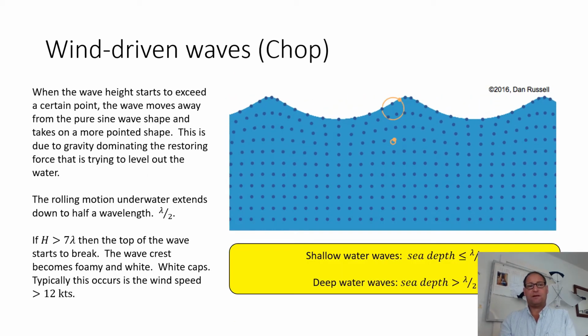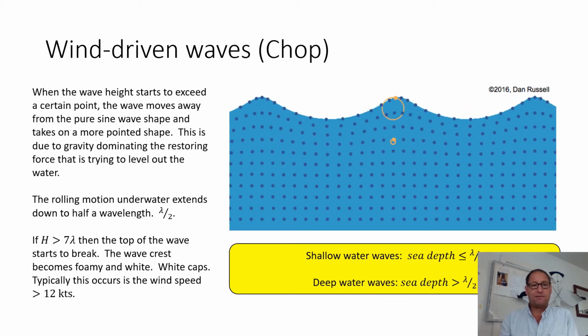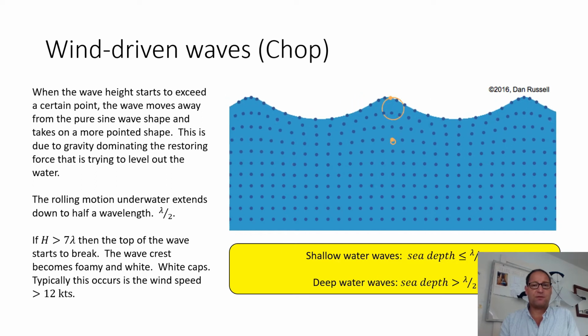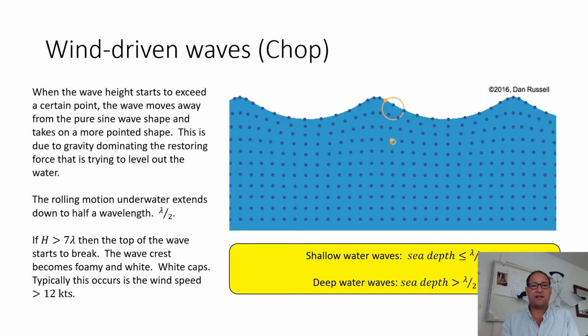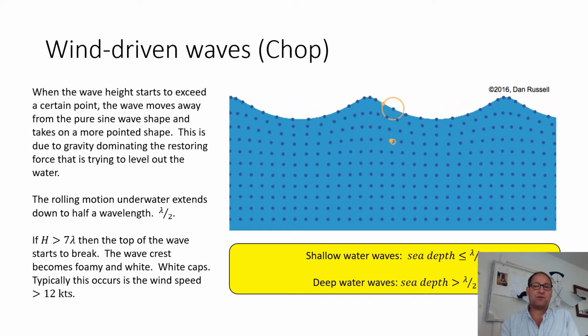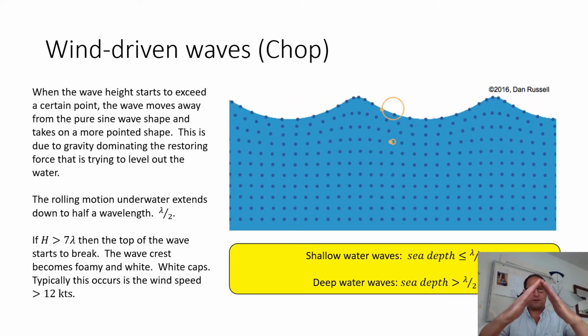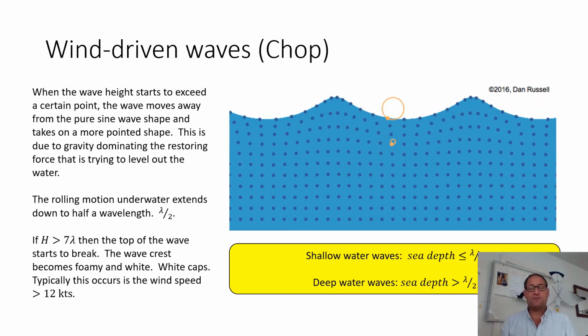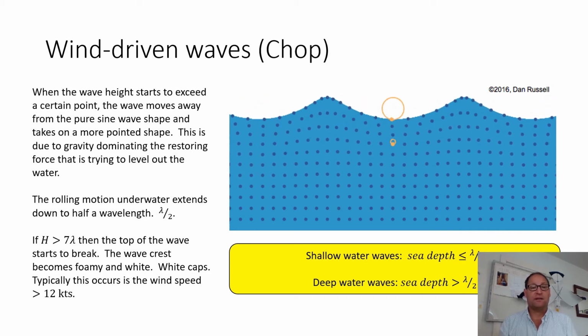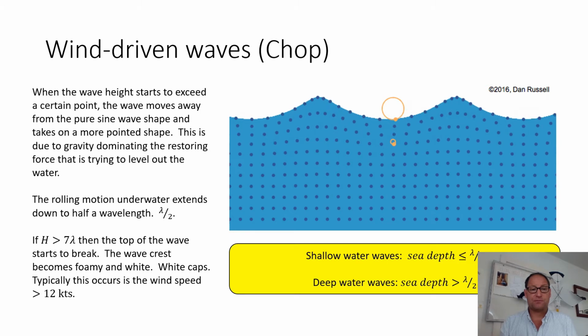So if the wind gets to a certain amount and the wave height starts to exceed a certain point, so 3/4 of an inch or so, the wave starts to change shape. It moves away from being sinusoidal to developing a more pointed shape, like an angle like this. So it's moving away from this and going more like that. And the reason for this is because gravity starts to take a much more dominant role over the restoring force.